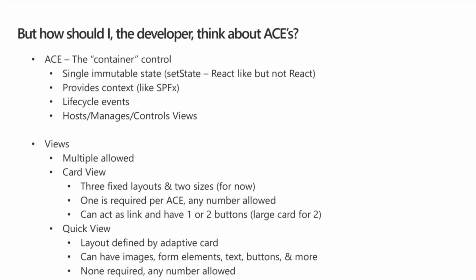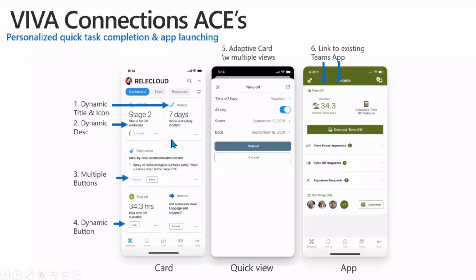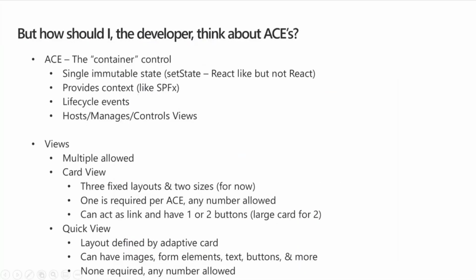And then about those views, you can have pretty much, I think, as many views as you want, but there's two types. The first is card view, and those are those little tiles. There's three fixed layouts and two sizes. The sizes are medium and large. So if we hop back real quick, a medium card is the single box here, and a large card is this larger of the boxes. So you can sort of have half of a mobile screen or stretch across the full mobile screen.